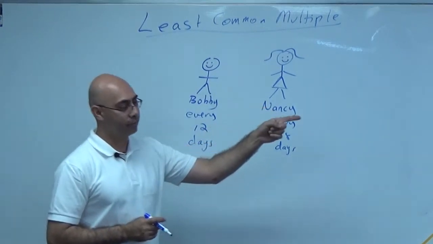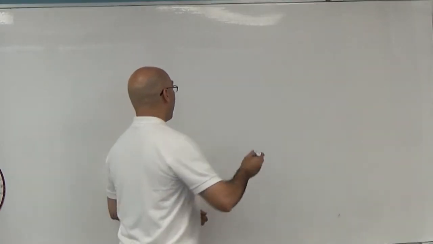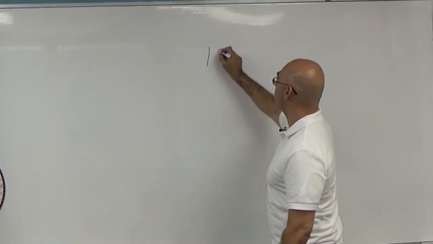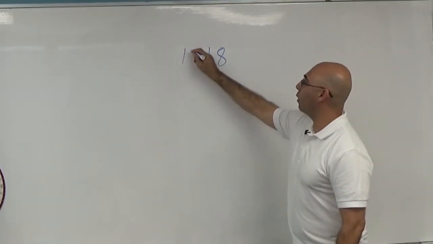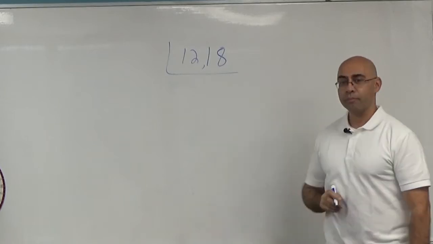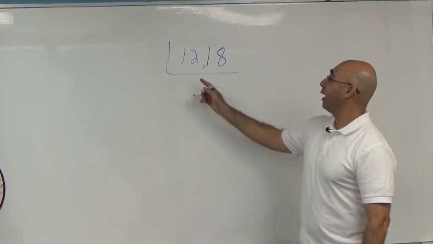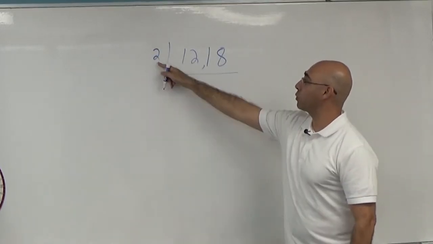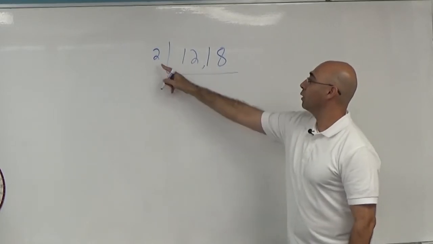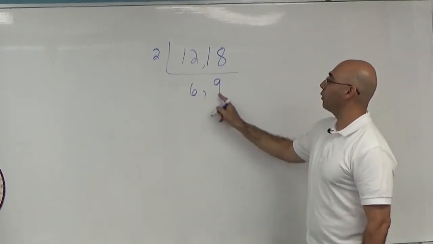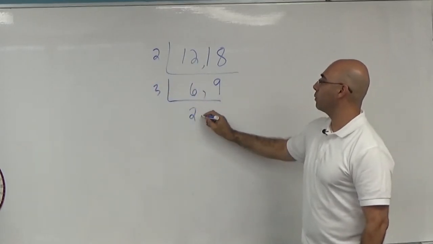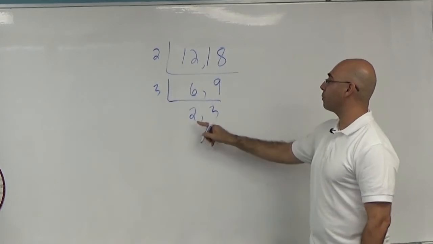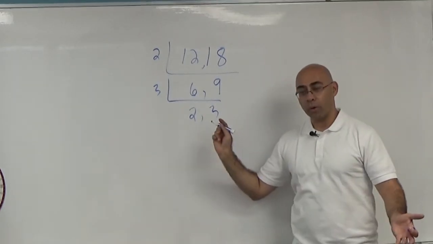So Bobby gets out his pencil and paper. You come here every 18 days, I come here every 12 days. We'll just reduce these. I know that 2 goes into both of those numbers. 2 goes into 12 6 times. 2 goes into 18 9 times. And he notices, I can reduce the 6 and 9 by 3. 3 goes into 6 2 times. 3 goes into 9 3 times. Can't reduce either one of those anymore.